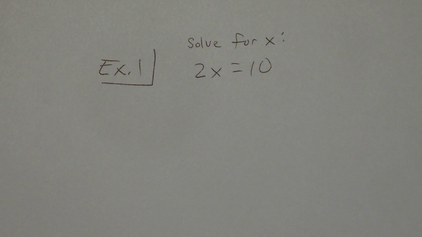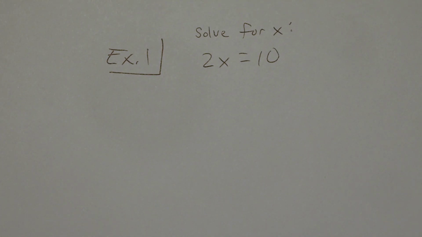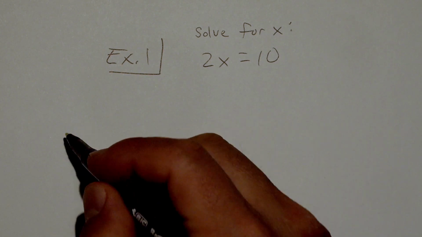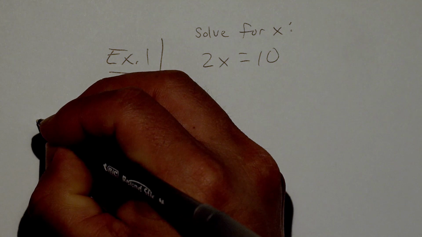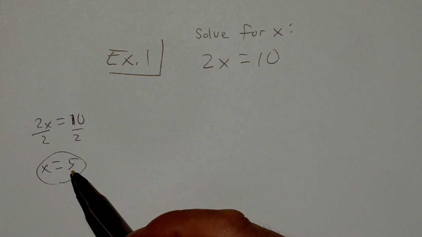Solve for x. 2x is equal to 10. We are going to start with a very simple problem here. We're going to do simple things to understand complicated things, but we're really going to understand what we're doing here. So I'm going to, off to the side here, solve this, okay? And x is equal to 5, right? And so what does that mean? x is equal to 5.